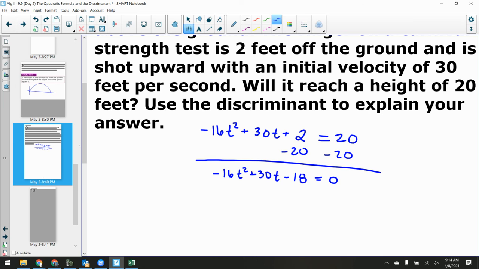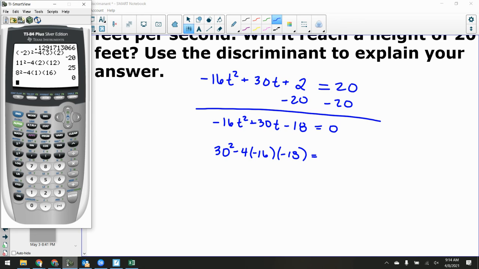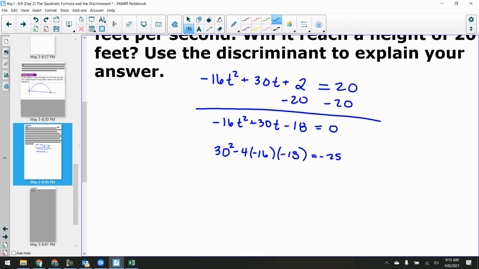And then I have this. Am I asking when it's going to hit? No, I'm saying, will it ever hit? Is there any solution to this? Well, the easiest way to figure out if there's a solution or not is just to find the discriminant. B squared minus 4AC. 30 squared minus 4 times negative 16 times negative 18. That's just my discriminant, my b squared minus 4ac, and I get that this is negative 252. The fact that it's negative tells me what? There are no solutions. Will it ever reach 20 feet? No. Never.